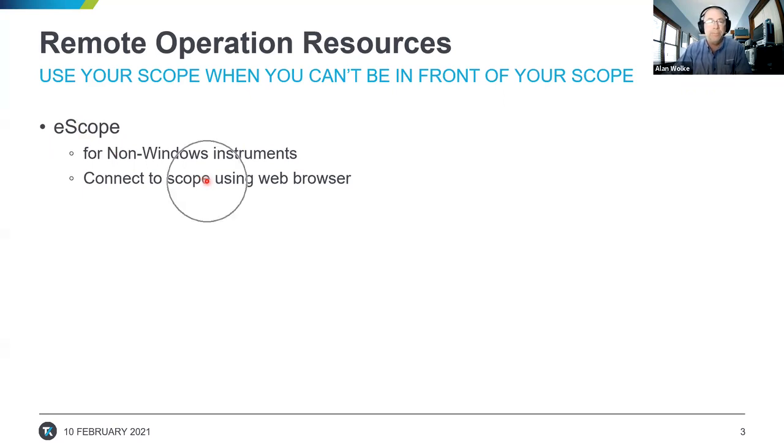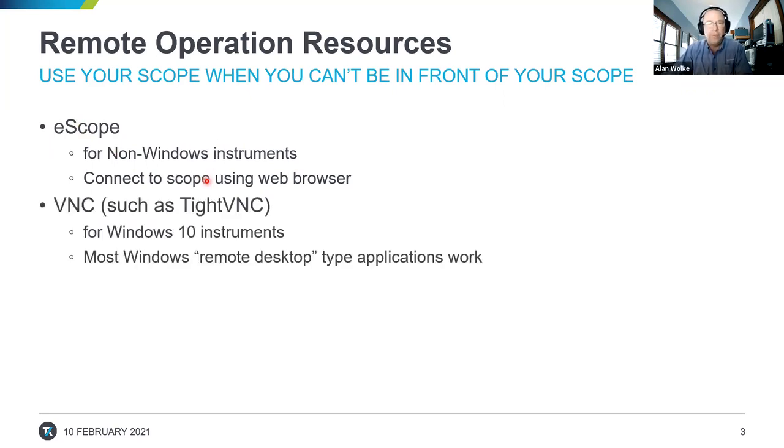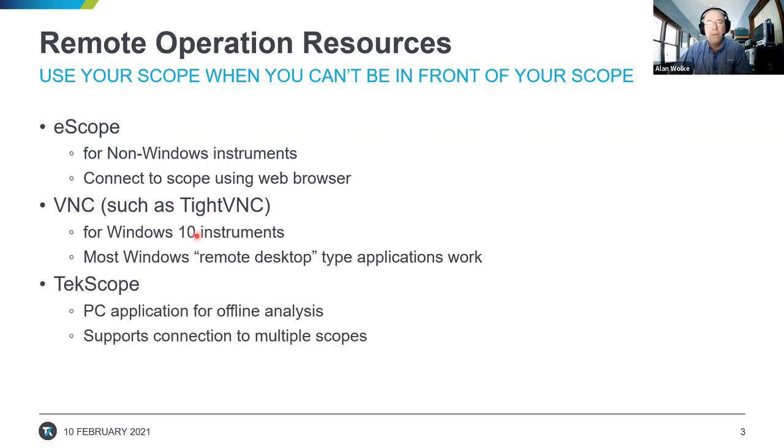Very quick and easy. If you have the Windows drive in the instrument, you can use any of the remote desktop type applications that Windows supports. We recommend using a VNC program like TightVNC. In fact, the help system within the scope has instructions on how to set up TightVNC on the instrument and on your PC to be able to have remote access to it. And then we also have a third option.